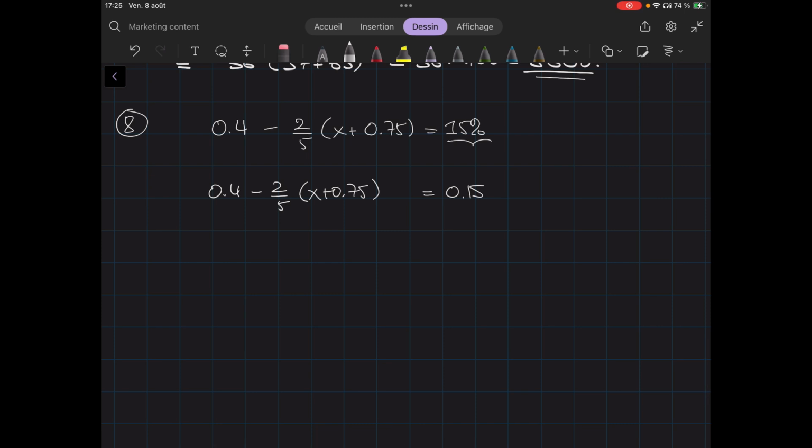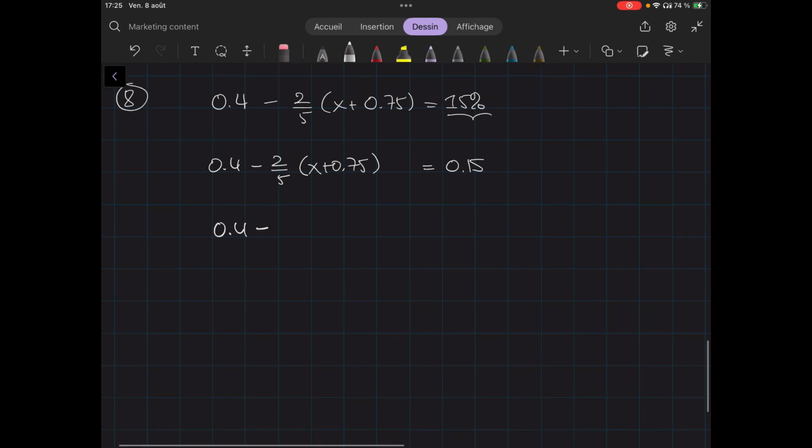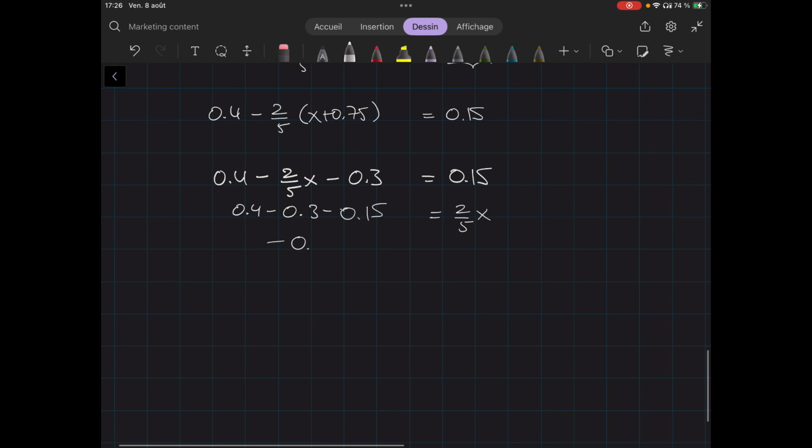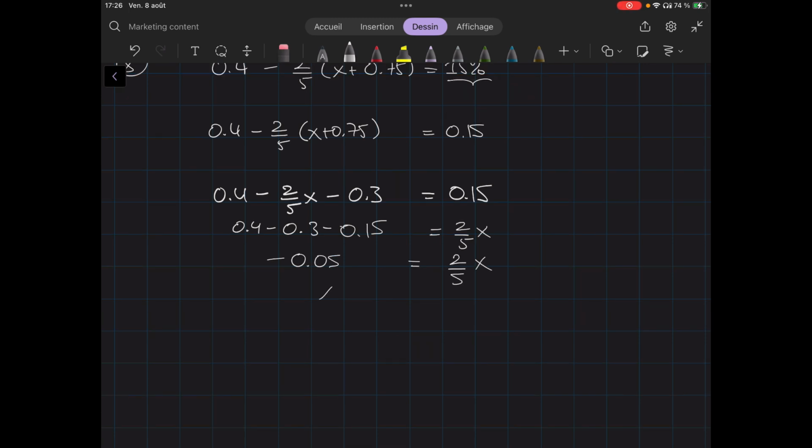We can also expand this bracket. Negative 2 by 5 times x, negative 2 by 5 times 0.75. I'm gonna move everything to this side. Negative 0.05 is 2 divided by 5x. So x should be negative 0.125.